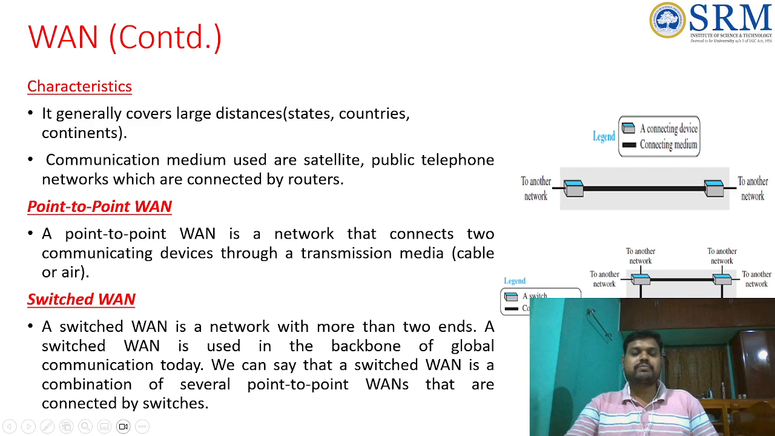So there are different types of WAN, point-to-point WAN and switched WAN. In point-to-point WAN, you have a dedicated link from one country to another country, whereas in switched WAN, intermediate devices or routers will be there to forward your packets from one end to another end.